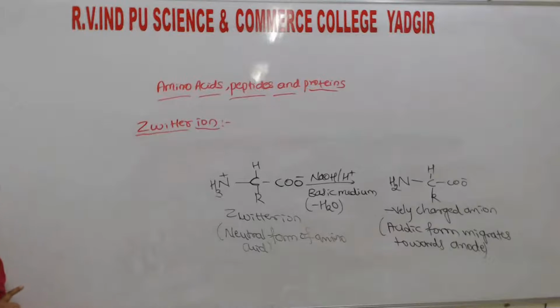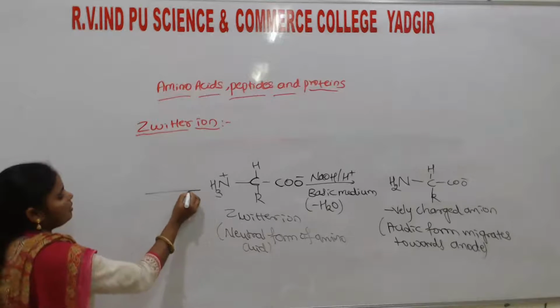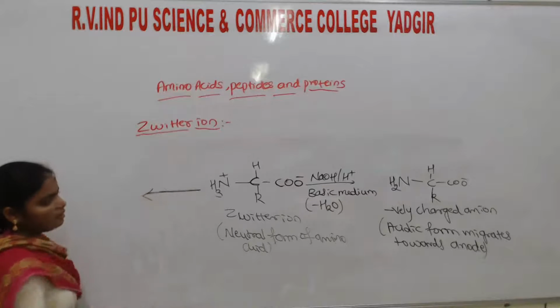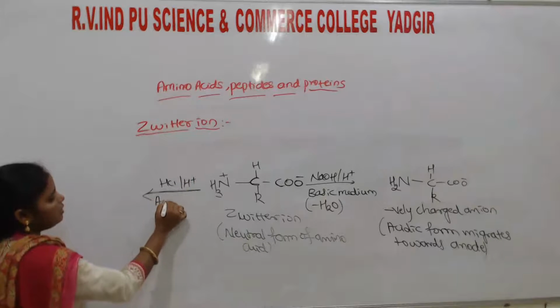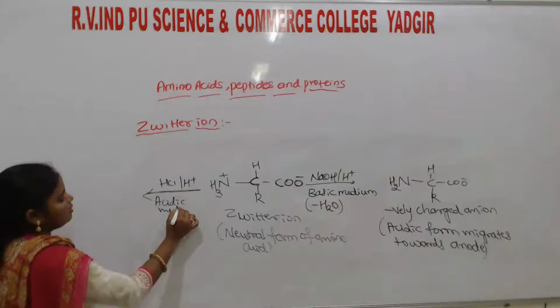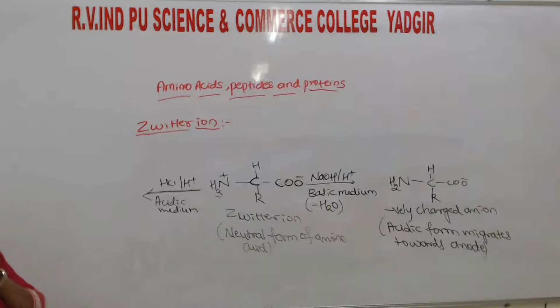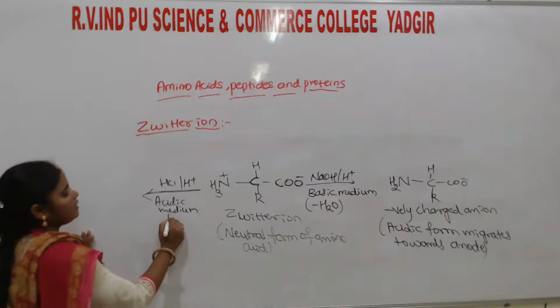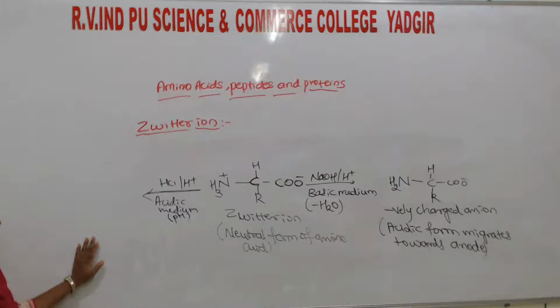Here they treated it with HCl, an acidic medium. I am writing the amino acid on this side. HCl gives H plus. This is an acidic medium. Here the formation is NH3CHCOOH, with removal of the alkyl group.